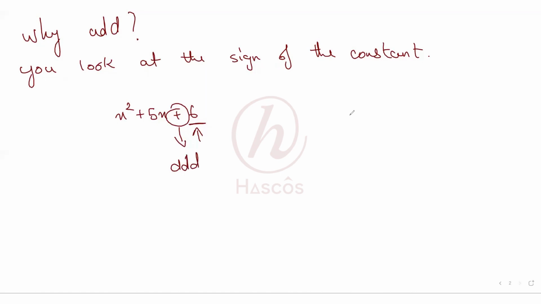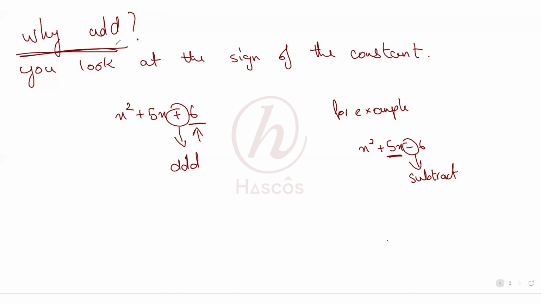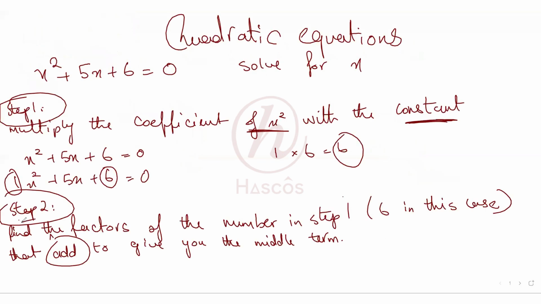If the sign of the constant would have been negative, like for example, it would have been x squared plus 5x minus 6, in that event, we would have looked for factors of the number found out in step 1 that subtract to give us a middle term. We're gonna do such examples further, but for these examples we simply need to add. So we're gonna continue with our step 2, that we need to look for factors of 6 that add up to give us the middle term.